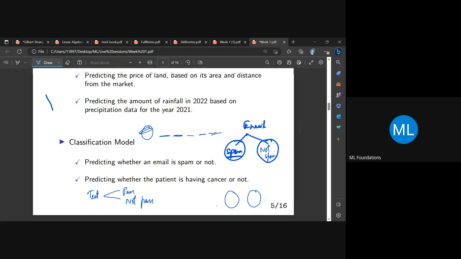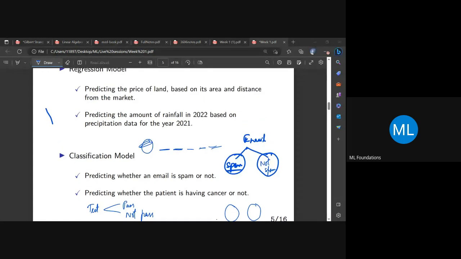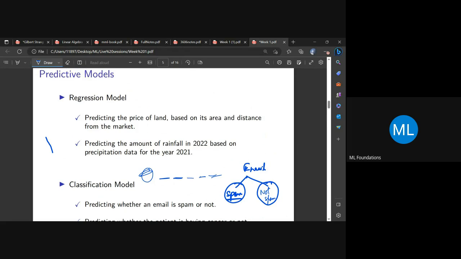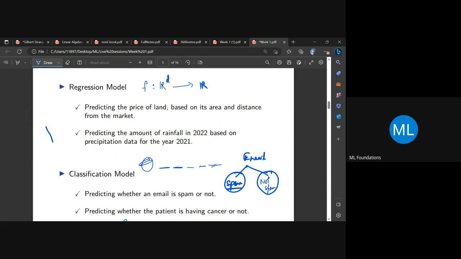Now, the difference between classification and regression is that in a regression problem, you want to predict a numerical value of the label. So the model is a function that takes the input from R^d to a real number. In the case of classification, it's just a function from R^d to the label, so +1 and -1.